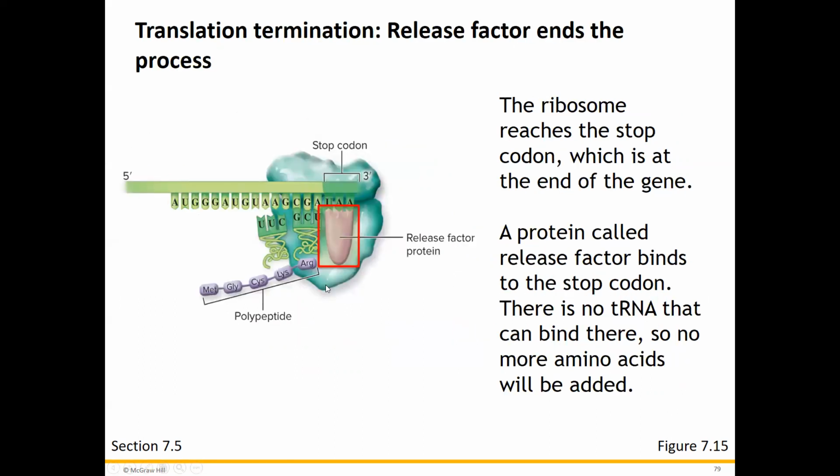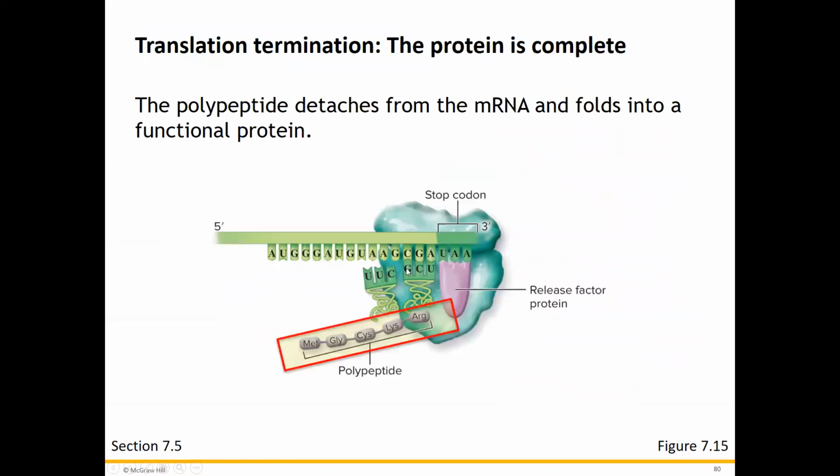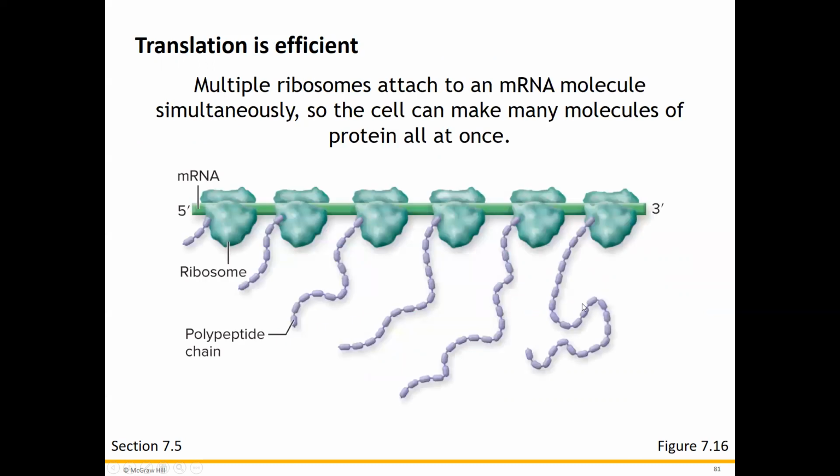And when the ribosome reaches the stop codon, right at the end of the gene, here's where your release factor, this big blob, comes in, and it binds to the stop codon. There is no amino acid associated with the stop codon, just this release factor. And that means the end of the amino acid polypeptide chain that we're making. It's going to detach from the messenger RNA, and all things being great and everything perfect, this polypeptide will fold into a functional protein.